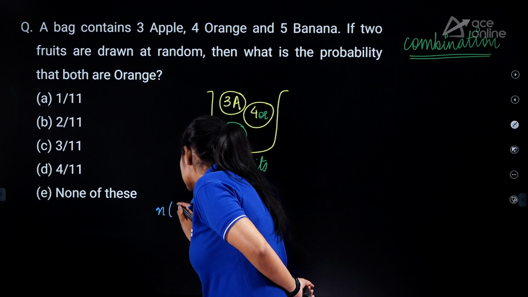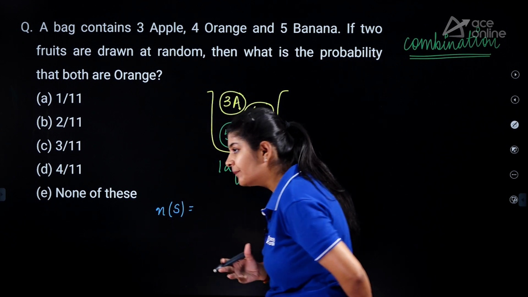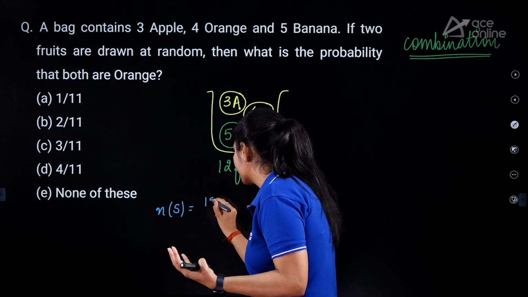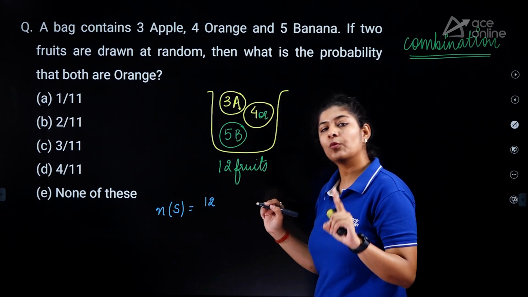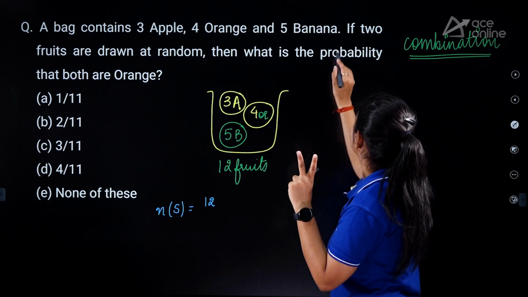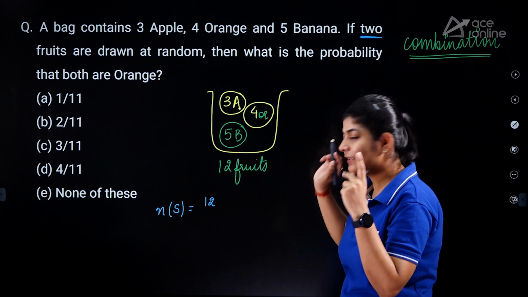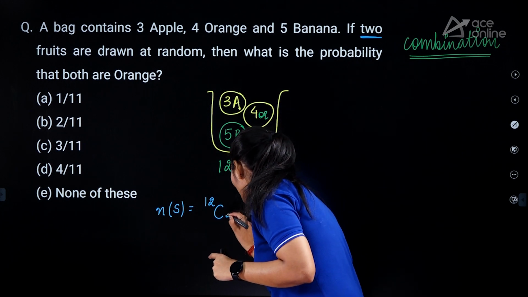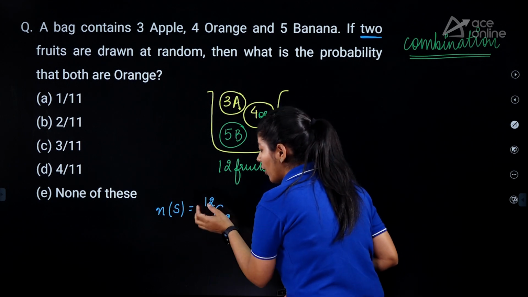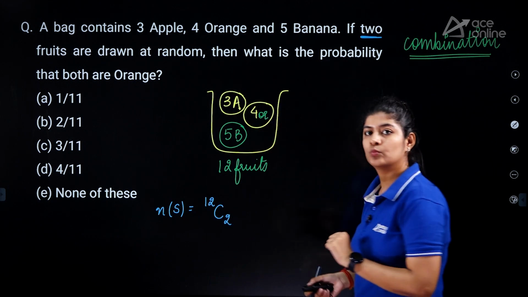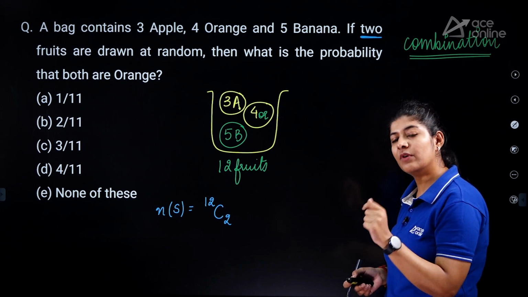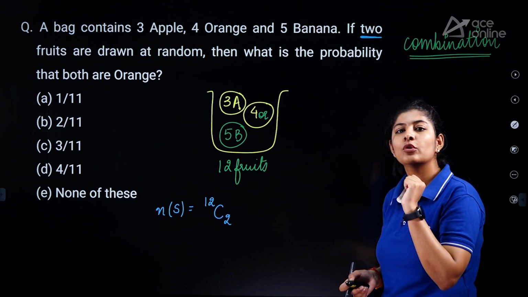So basically, first we are going to write down our sample space, right? So for the sample space, I can say that here, how many fruits you are having? You are having 12 fruits. And from these 12 fruits, how many fruits you have to select? We only have to select the 2 fruits. So in how many ways I can select these 2 fruits? I can select these in the format of 12C2. These are the possible number of ways in which I can select my 2 fruits.